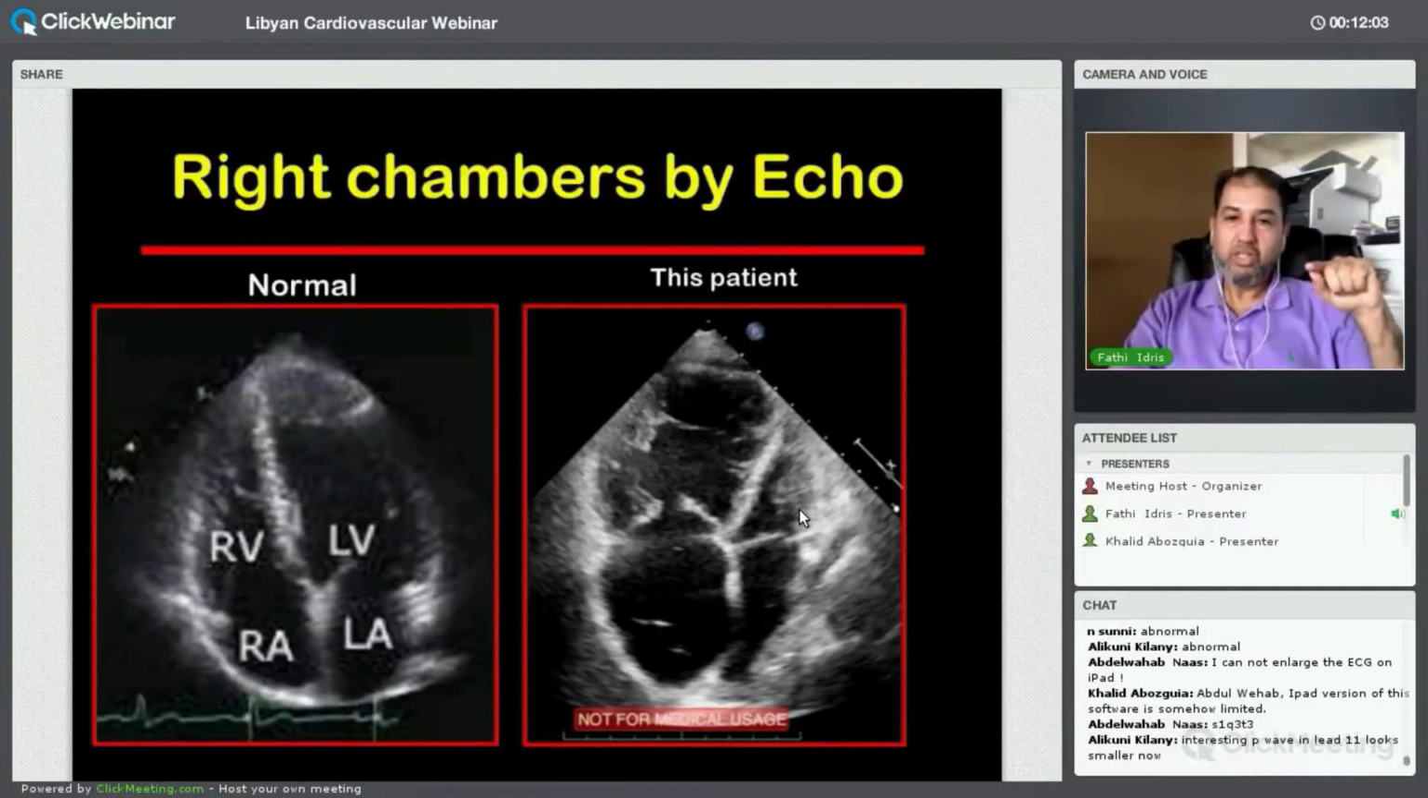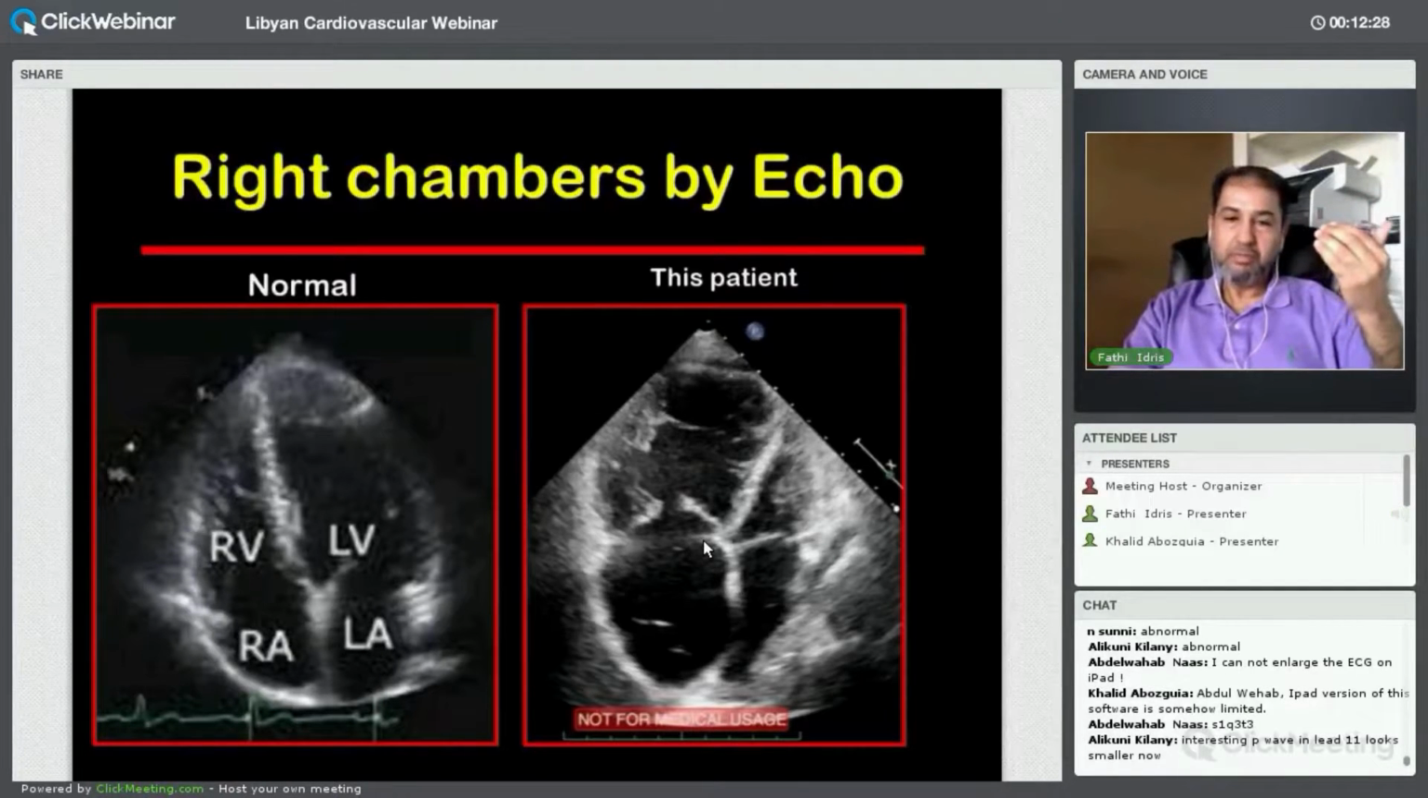Our patient, this is from the patient I just showed you the EKG from. You can see the right side is huge. The right ventricle is huge. The right atrium is huge. And you can see the left ventricle and the left atrium are so tiny. And that's because this is a chronic disease. The right side is big. The pressure on the right side was over 100. So her pulmonary pressure was so high.